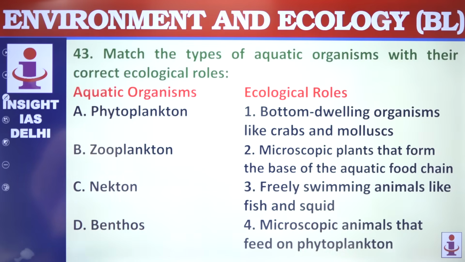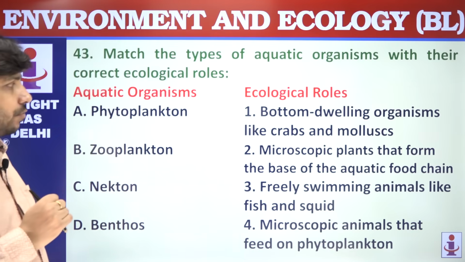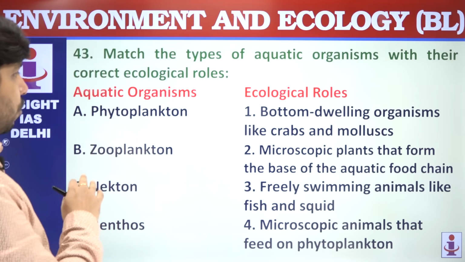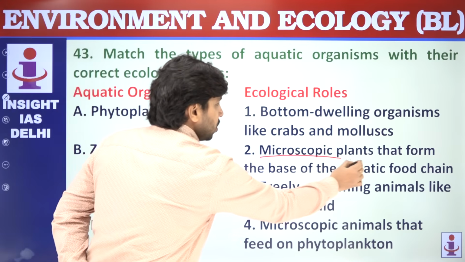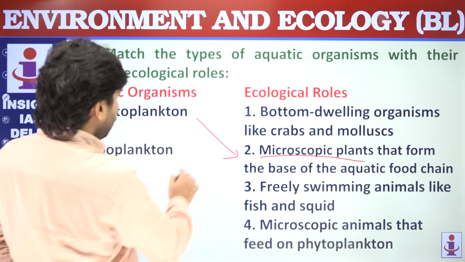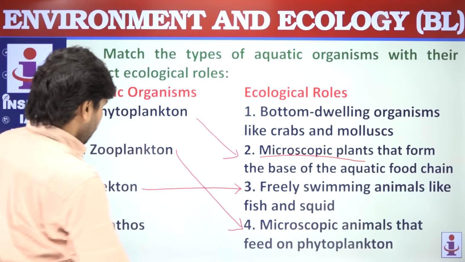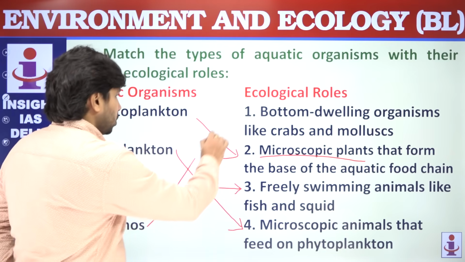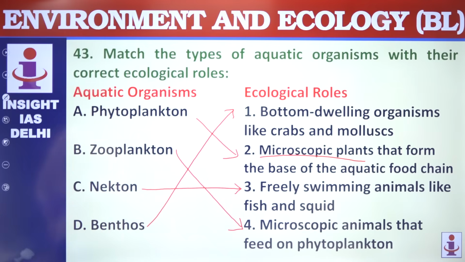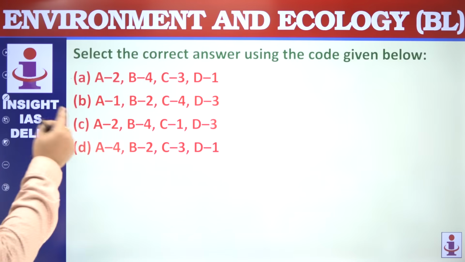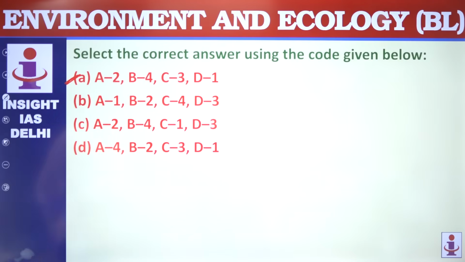Four different kinds of aquatic organisms are given and their ecological roles are to be matched. Phytoplankton. Phytoplankton are microscopic plants that form the basis of aquatic food chain. A2. Zooplankton are microscopic animals that feed on phytoplankton. Nekton and benthos. Nekton is freely swimming animals, fish and squid. This is nekton. And benthos are bottom dwelling animals. So A2, B4, C3 and D1. Option A is the correct answer.